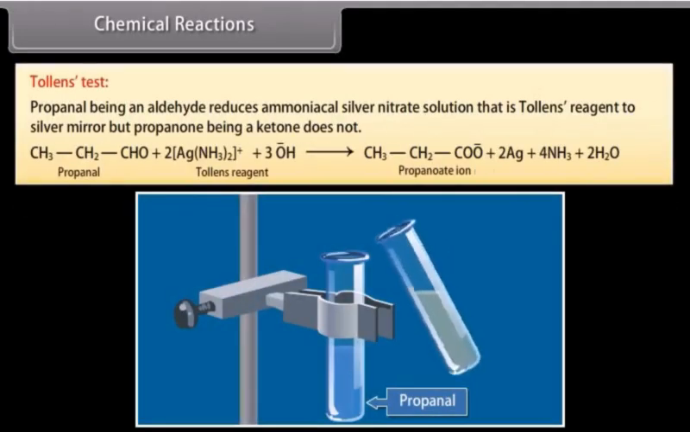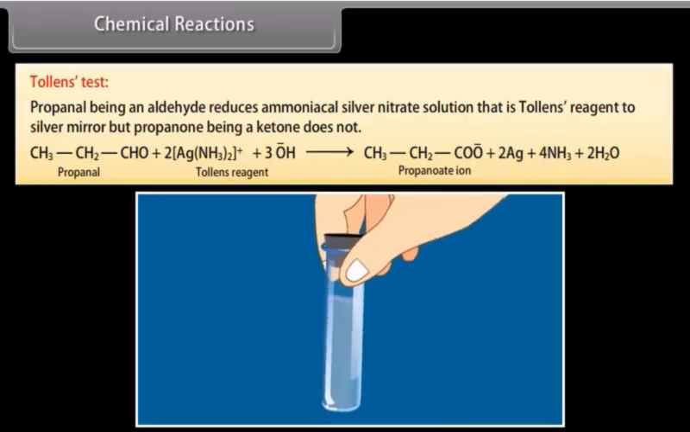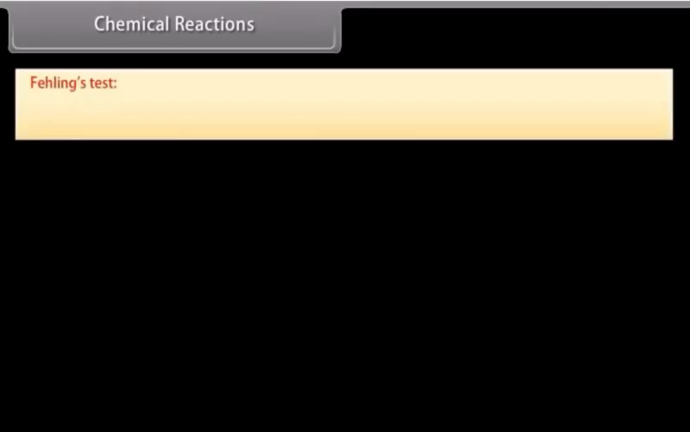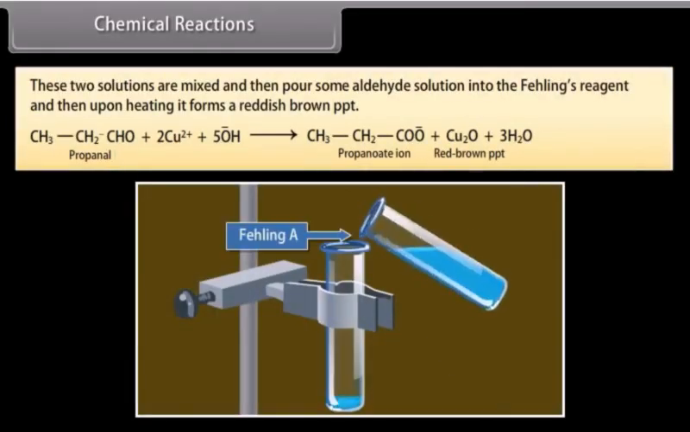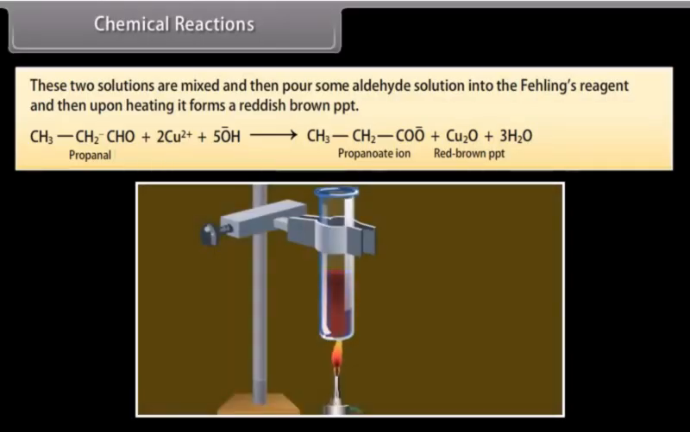Chemical reactions. Tollens test. Propanal, being an aldehyde, reduces ammoniacal silver nitrate solution, that is Tollens reagent, to silver mirror, but propanone, being a ketone, does not. Fehling's test. Fehling solution is a mixture of aqueous copper sulfate, Fehling A, and alkaline solution of Rochelle's salt, that is sodium potassium tartrate, Fehling B. These two solutions are mixed and then some aldehyde solution is poured into the Fehling's reagent and upon heating it forms a reddish brown precipitate.